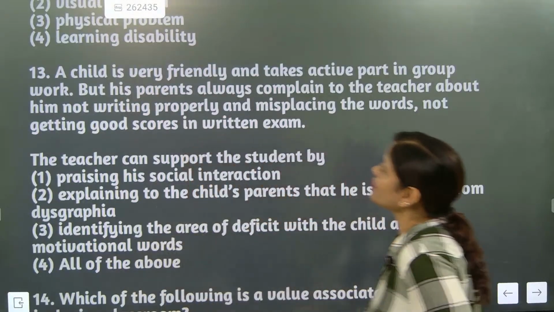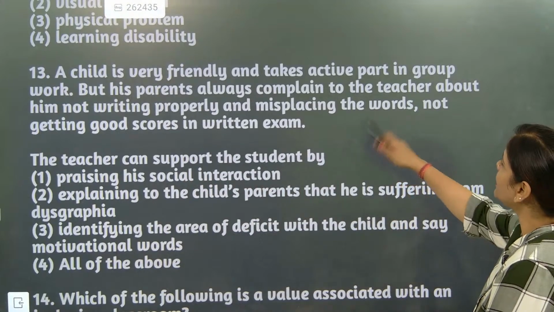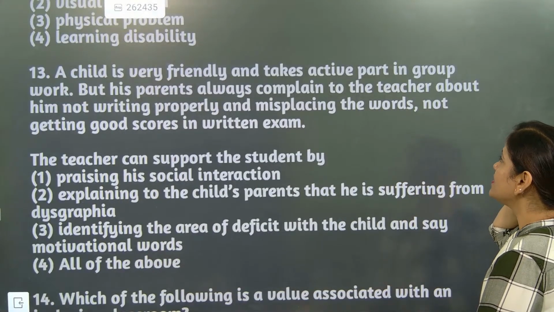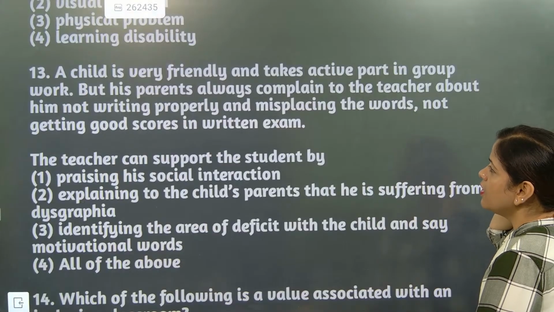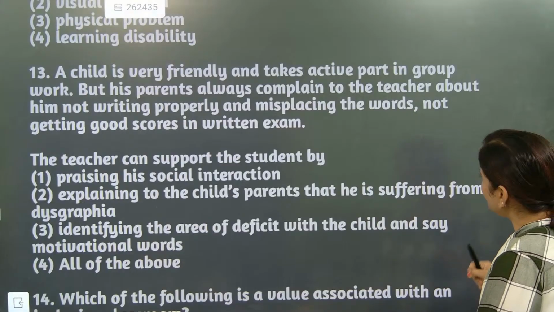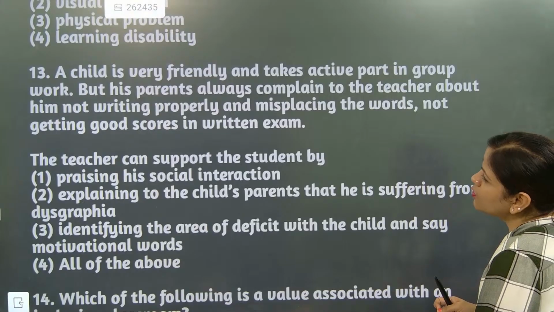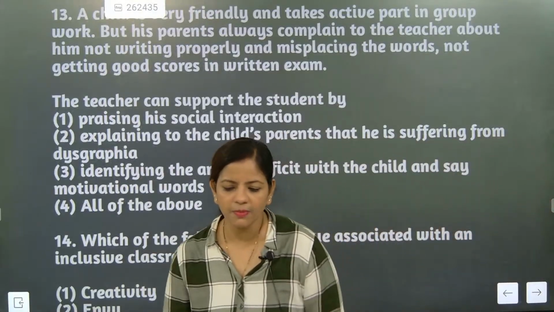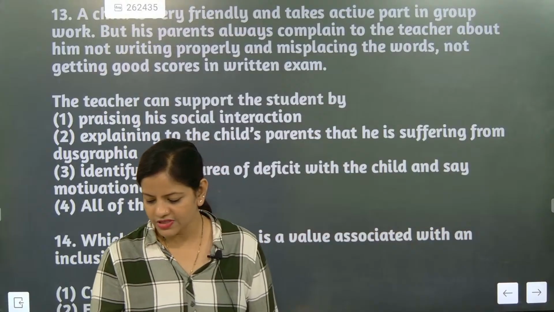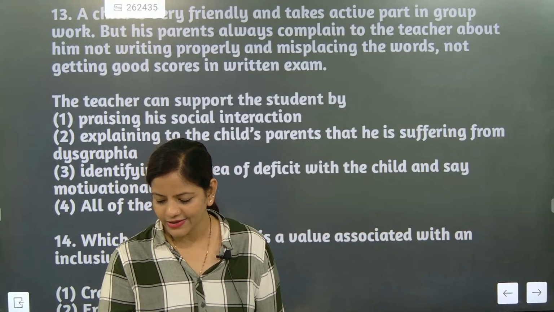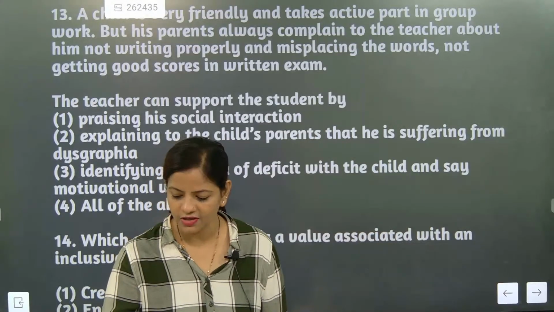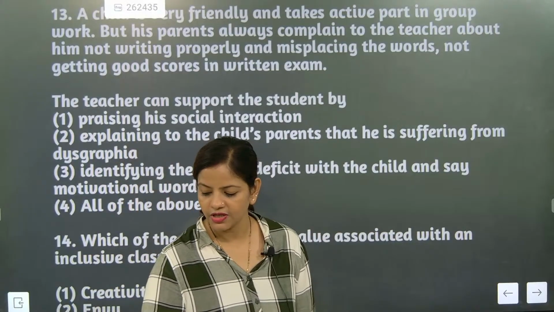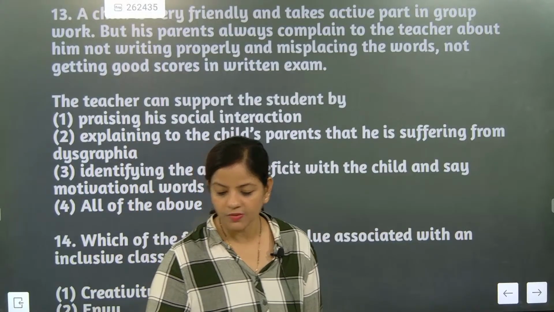Okay. A child is very friendly and takes active part in group work. But his parents always complain to the teacher about him not writing properly, misplacing the words, and not getting good scores in written exams. That's a very common complaint given by parents. They always say my child has not done this work, not done that work, this is missing, that is missing. Most of the time they talk like this only. So what is the problem, please?